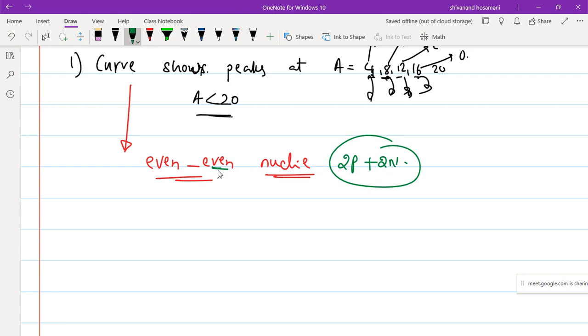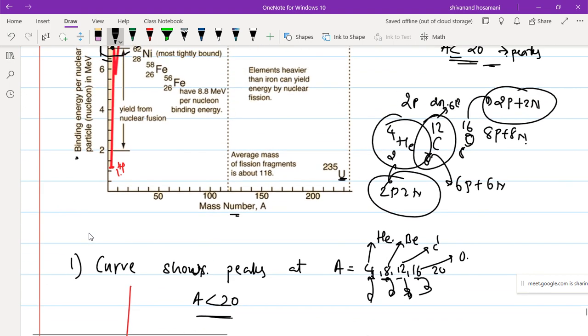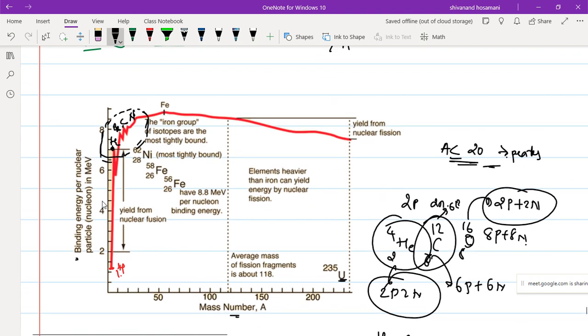Okay. Then the second feature of this graph is going to be, if you look at the atomic masses which are greater than 20 but less than 120. Here they are given 118. Generally we treat them as A greater than 20, then A less than 120. Binding energy per nucleon is almost constant. If you look at from nitrogen up to here, this part is not varying much. So it will be more constant graph.